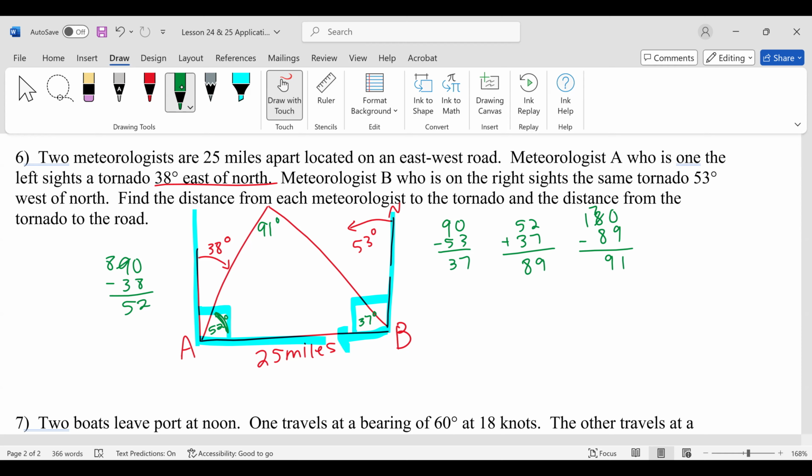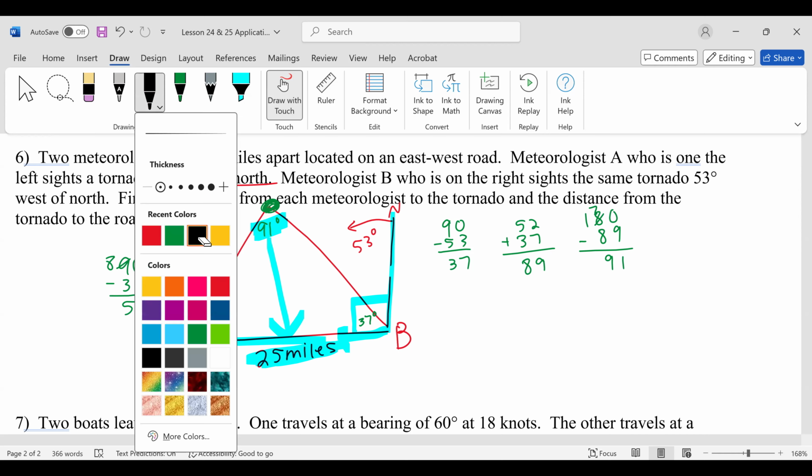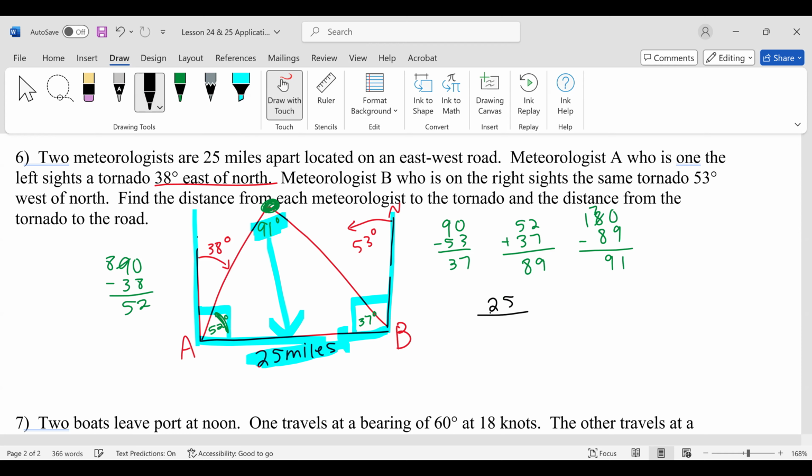It says, find the distance from each meteorologist to the tornado. So this is where the tornado is up here. So I want to find this side and this side. So I'm going to go ahead and use law of sines. The reason why I'm going to do law of sines is because I have 90-degree angles and I have the side that it's paired with. I have a complete set, a set of side and angle. So I can do law of sines. So law of sines, I have 25 paired with 91 degrees.